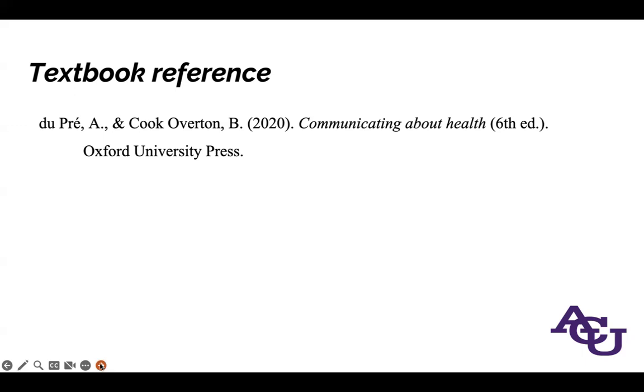In APA, that means that first we put the names of the authors, last name, comma, first initial. Here we have two authors, so I've connected their names with an ampersand symbol. And even though there are only two authors, I've put a comma before that ampersand. After the authors' names, we put the year in parentheses, 2020. Then we write the title of the book, the edition information in parentheses, and the name of the publisher.